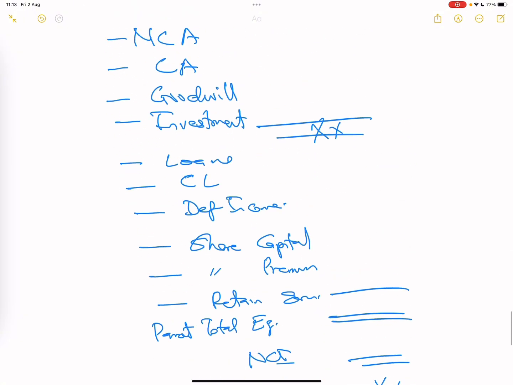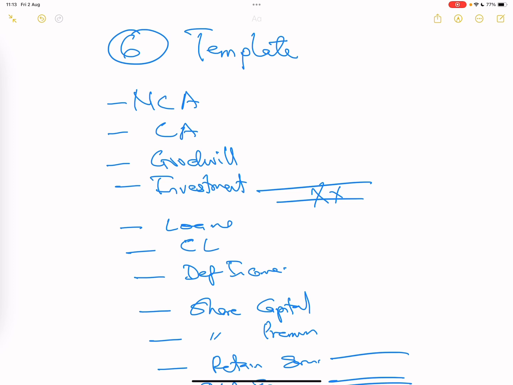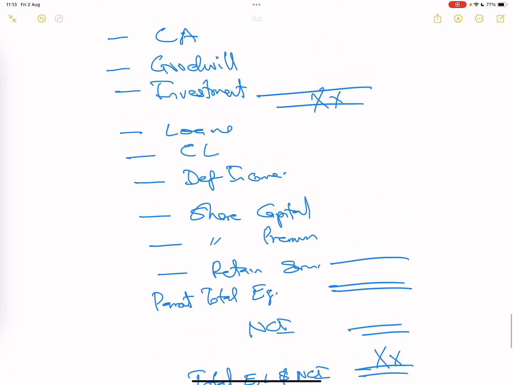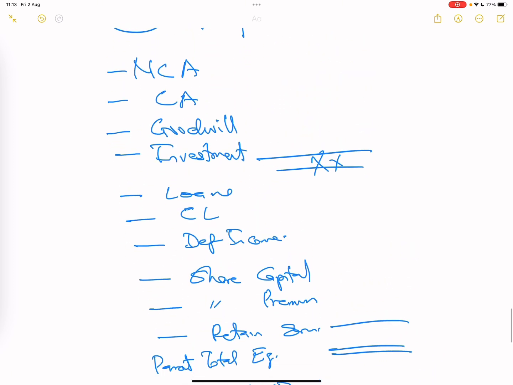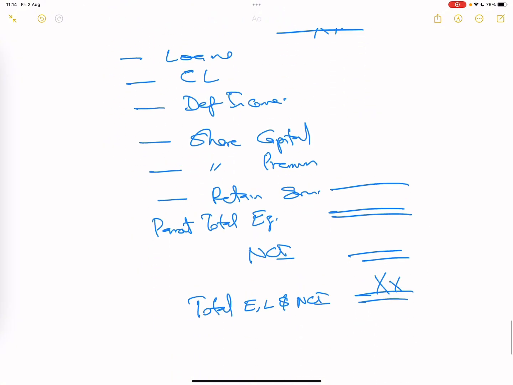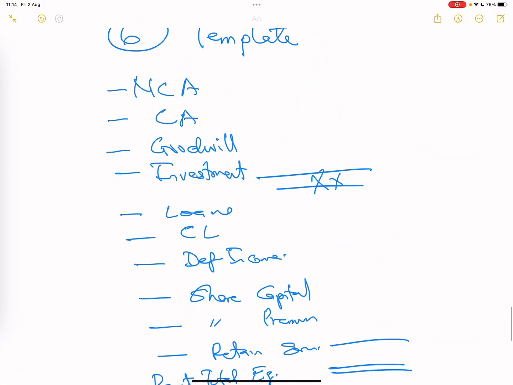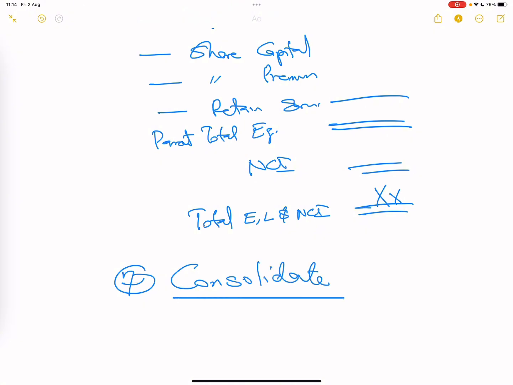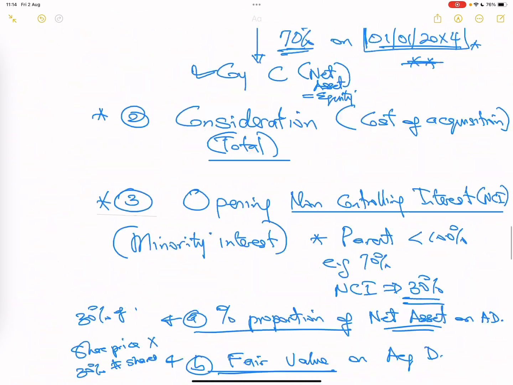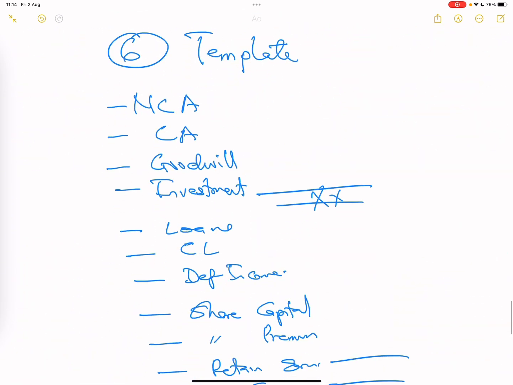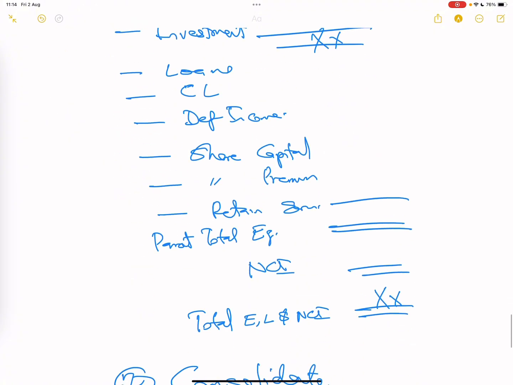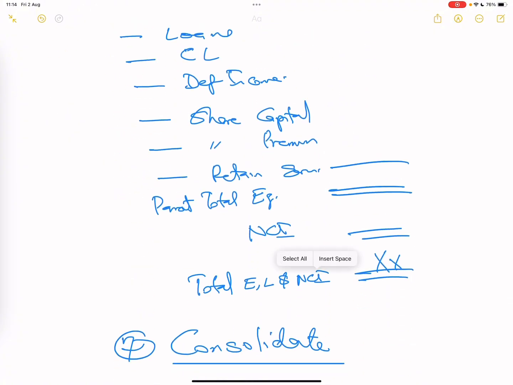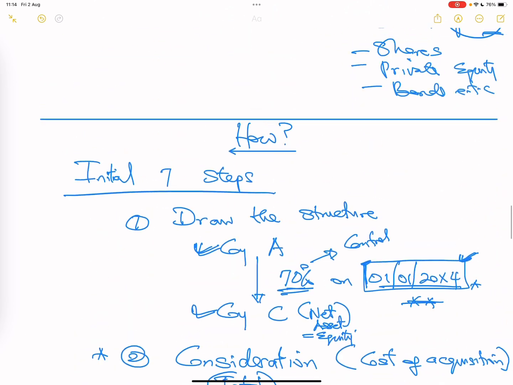So this template, I will demonstrate all of this to you when we go into solving questions. It's just you listing out the items that you can see on the statement of financial position. List them, don't put any figure, just list them down like that. Then you can now move to step 7, which is when you consolidate. And you can see that it's actually a lot of work to be done before you start consolidating. Now imagine that someone just jumped into this step and wants to start consolidating. You're going to struggle.